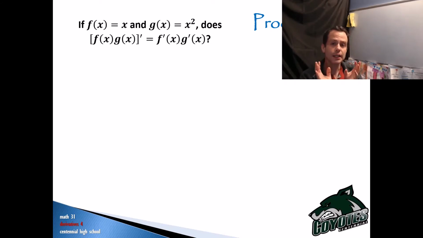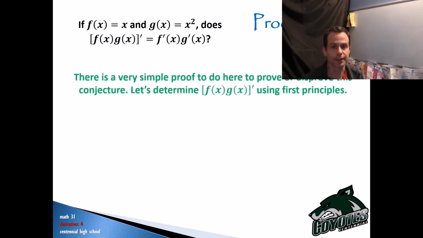Now, here's how we're going to go about doing that. This is a very simple proof. Now, you guys are going to yell at me and say, this does not look simple in a minute, but it is, okay? Just stay with me. There's a very simple proof to do here to prove or disprove this conjecture. Now, I'm not saying this is true, okay? I'm saying we're going to try and figure out if it's true. So we're going to determine the derivative of f of x times g of x using first principles, okay?